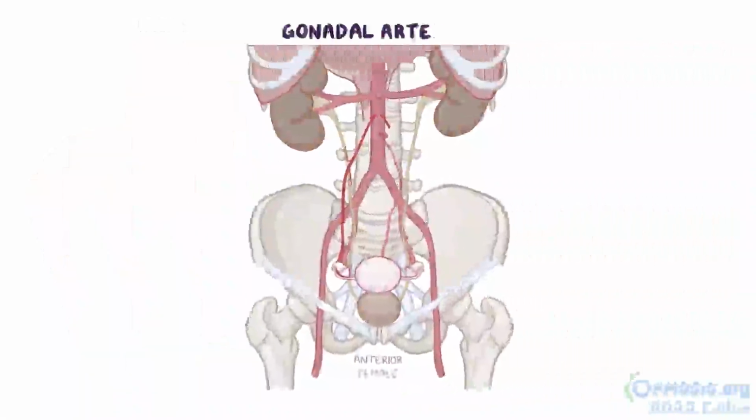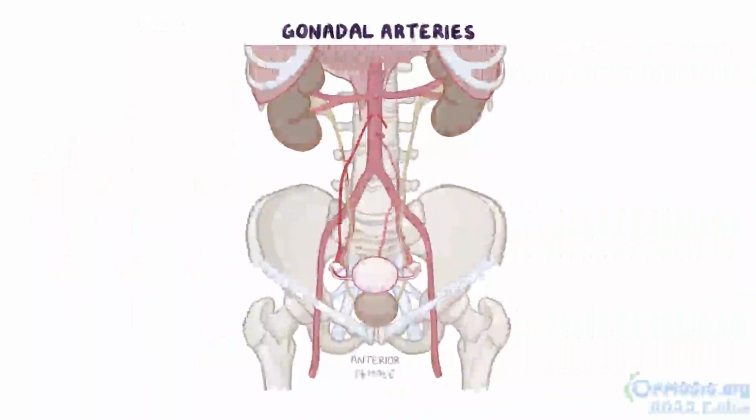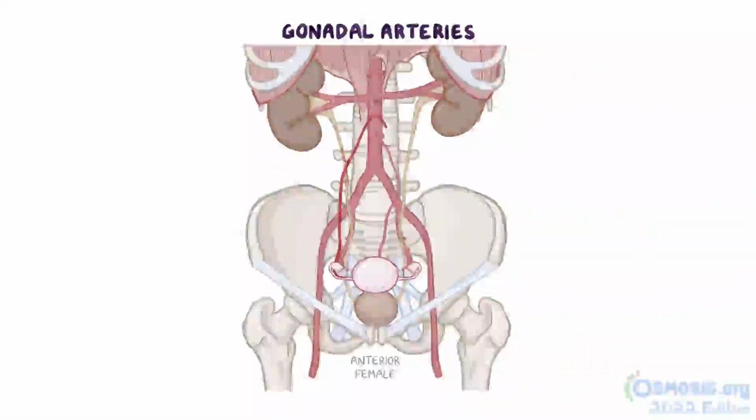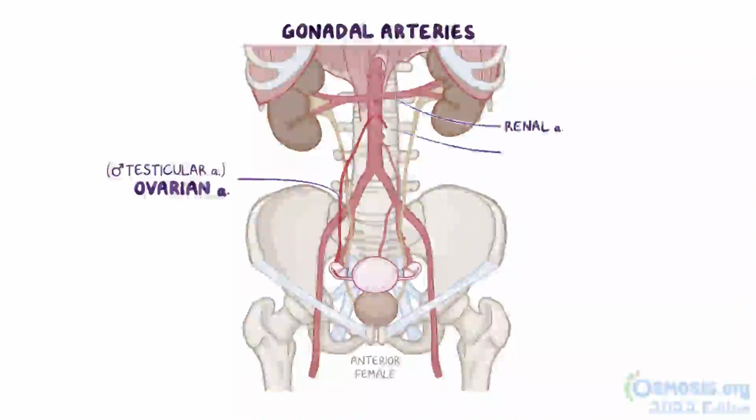The gonadal arteries supply the gonads, which are the testes in males and the ovaries in females. The course of gonadal arteries is similar between males and females, but the names are different. In males, they're called the testicular arteries, and in females, they're called the ovarian arteries. The gonadal arteries arise laterally from the abdominal aorta between the renal artery above and the inferior mesenteric arteries below.